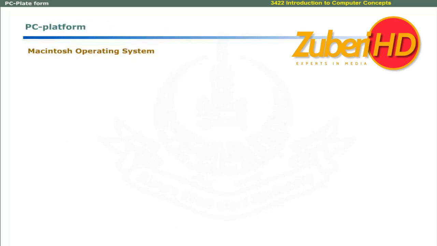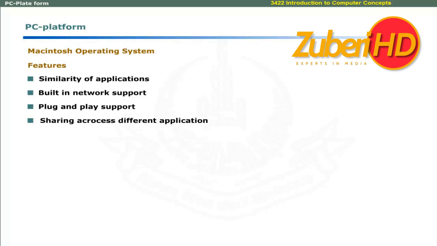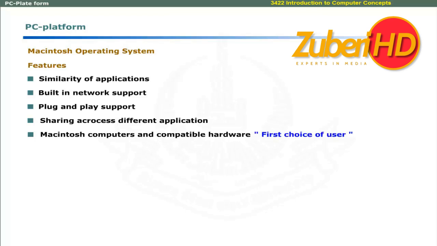Macintosh operating system had many features like similarity of applications, built-in network support, plug and play support, sharing across different applications. Although Mac operating system works only on Macintosh computers and compatible hardware, it is still the first choice of many users.